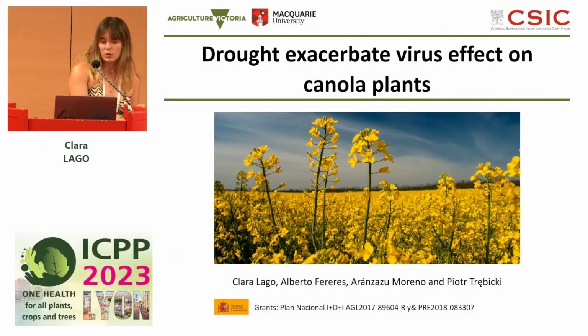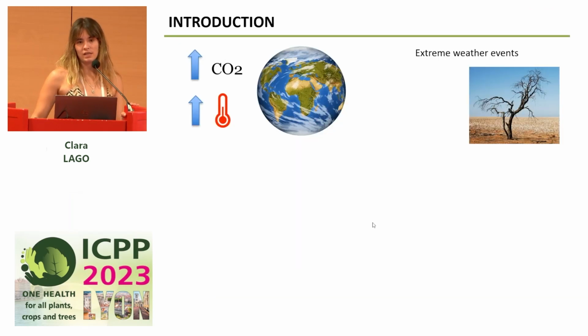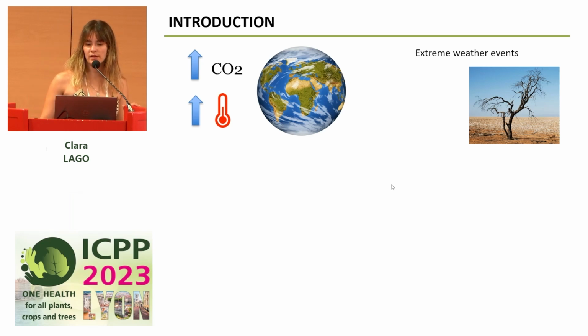Okay, good morning, everyone. Today I will be presenting this work, whose title is Drought Exacerbates Virus Effect on Canola Plants. Climate change is one of the major challenges that humanity is facing nowadays. The emission of greenhouse gases has been accelerating until achieving alarming levels. These have increased heat trapping, which has affected the global temperature, and have also increased the frequency and severity of extreme weather events such as hurricanes, floods, and drought.